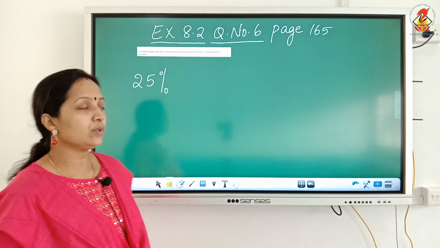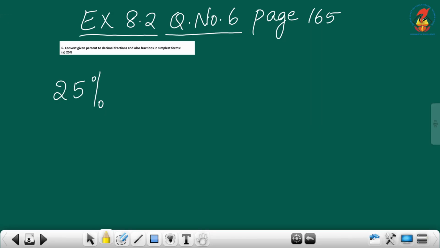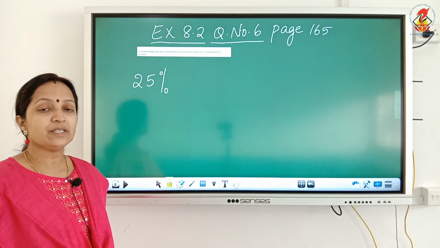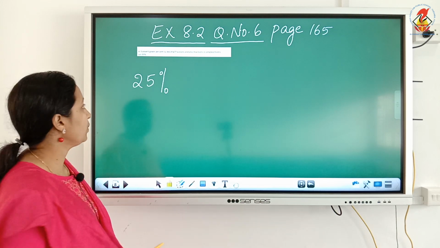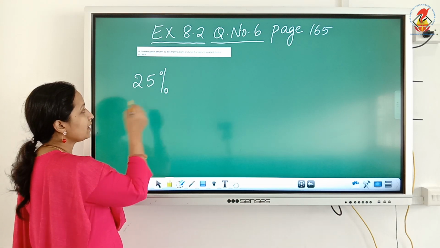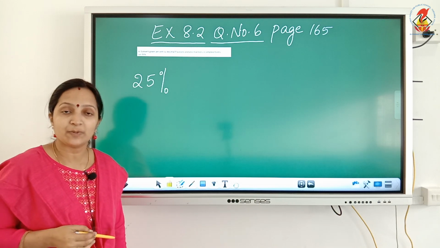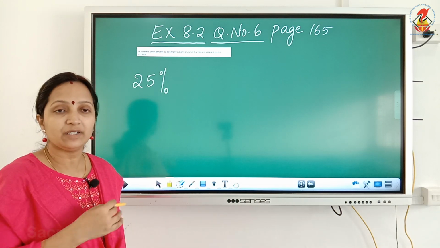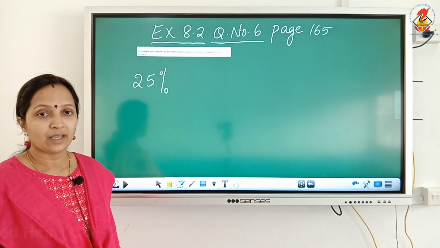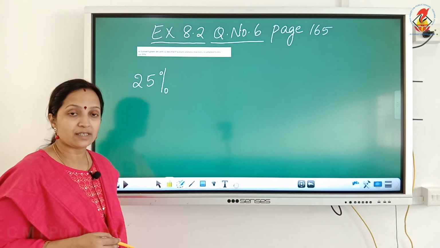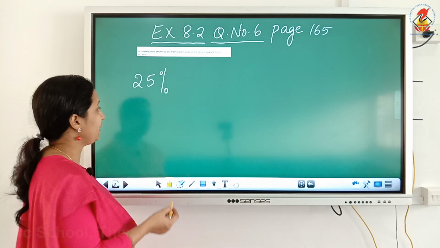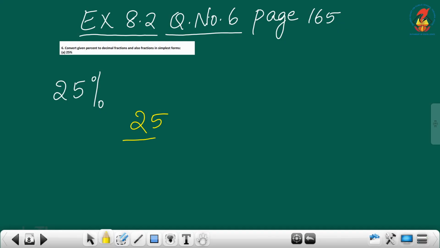Exercise 8.2, question number 6, page number 165. Look at the first question. Convert given percent to decimal fractions and also fractions in the simplest form. Simplest form means you have to reduce the fraction to the lowest term. 25%, how will we convert this percent into decimal? How will we convert this percent into fraction first? We already studied, drop the percentage sign and multiply with 1 by 100. That means 25 by 100.